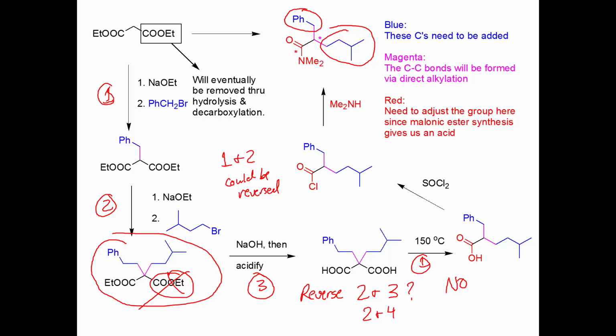Or even 2 and 4, okay? We need to have both COOEt groups present for these alkylation reactions. Okay, you can't get rid of these COOEt groups until you've gotten all of your alkyl groups into the molecule.